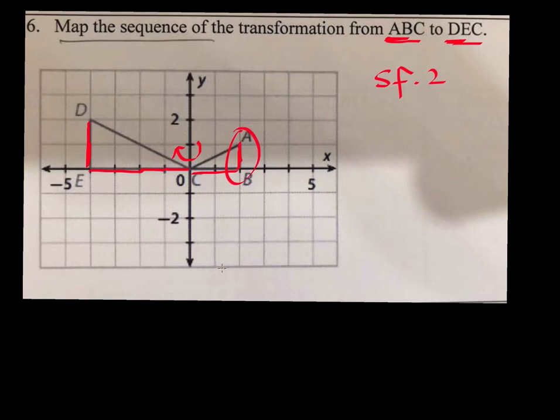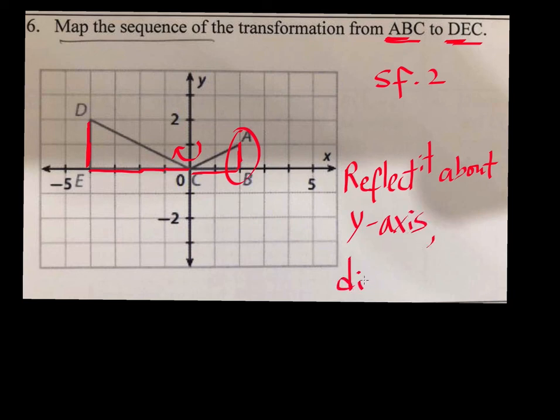So what you want to say is, well, the order doesn't matter. You could dilate this first and then flip it over the y-axis, or flip it first and then dilate it. That doesn't really matter. So I would say reflect it about the y-axis, and then do dilation and dilate it by scale factor of 2. Or you could say dilate this by scale factor of 2 first, and then reflect it over the y-axis.